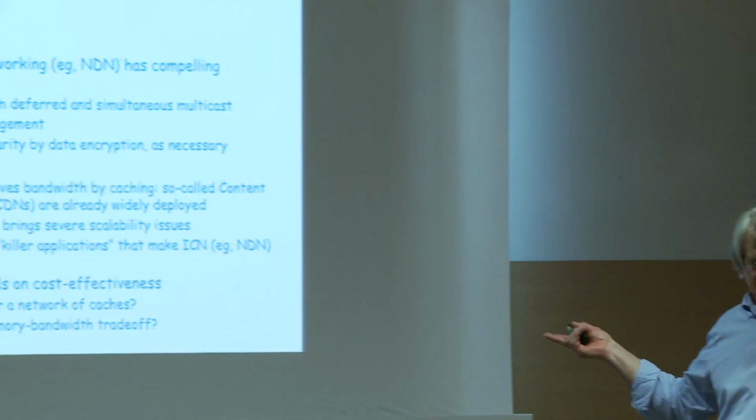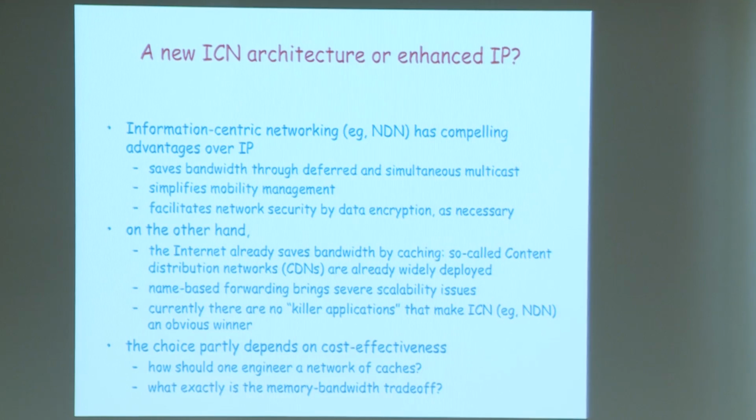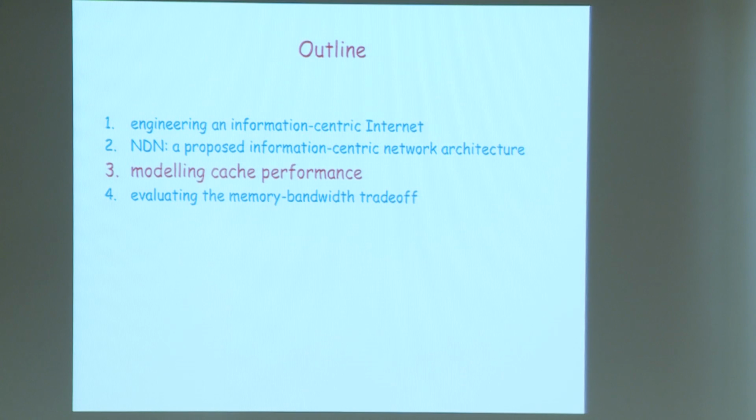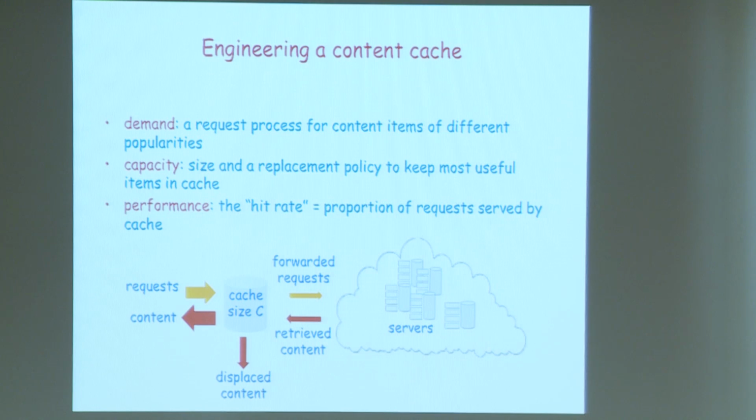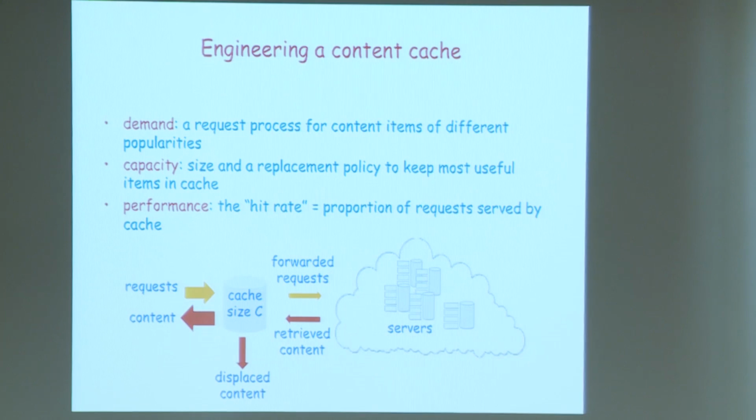So it's a debate. One of the elements in the debate is cost effectiveness, and cost effectiveness depends on this traffic engineering issue. So that's what I'm going to talk about now: modeling the performance of these caches. So this is the idea. We're interested in this relationship between demand, capacity, and performance, a relationship which is common to all engineering activity, I pretend, and which is relevant to this problem.